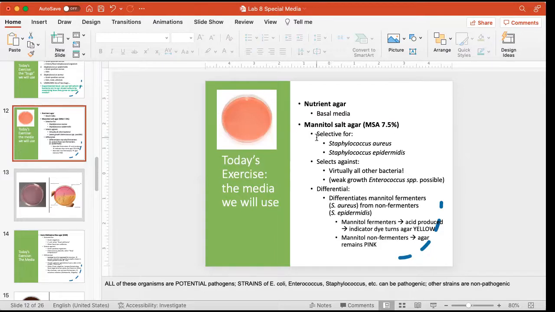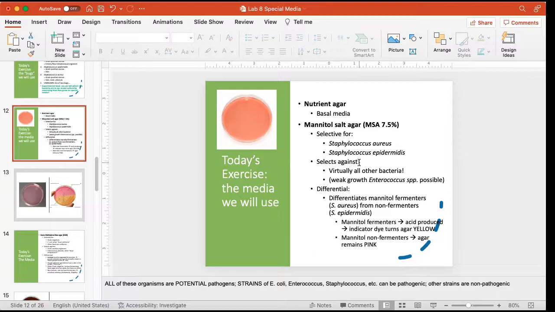Mannitol salt agar is a selective and differential media. I'm going to put my mystery tube organisms onto that one. And I'm going to put my mystery tube organisms onto EMB. Mannitol salt, remember, is selective for staphylococcus. And I have two kinds of staphylococcus as possibilities, right? I have staph aureus and staph epidermidis. The nice thing about MSA is it selects against virtually all other bacteria.